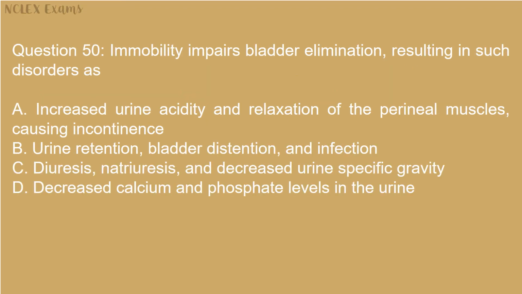Question 50. Immobility impairs bladder elimination, resulting in such disorders as: A. Increased urine acidity and relaxation of the perineal muscles, causing incontinence. B. Urine retention, bladder distension, and infection. C. Diuresis, natriuresis, and decreased urine-specific gravity. D. Decreased calcium and phosphate levels in the urine.